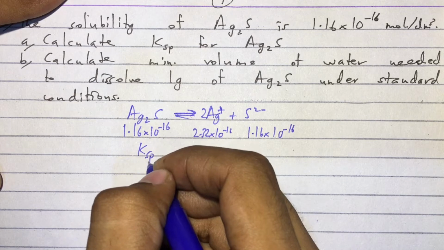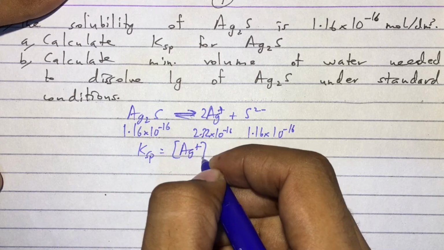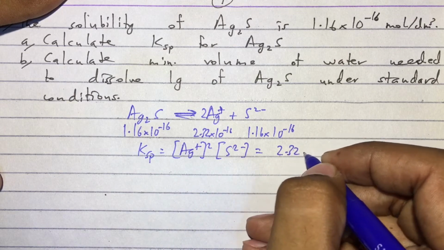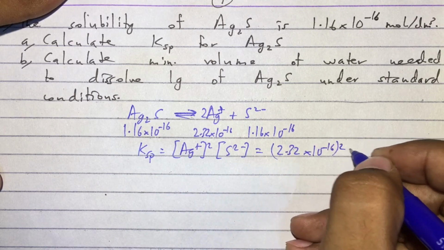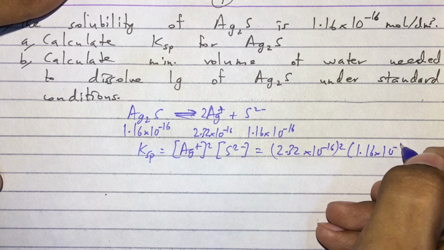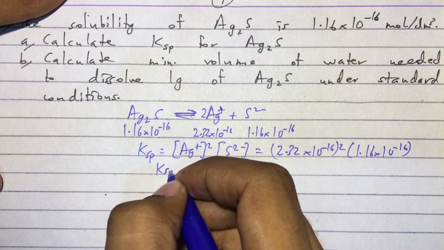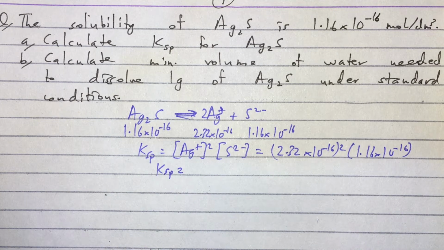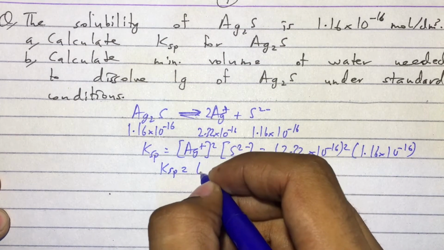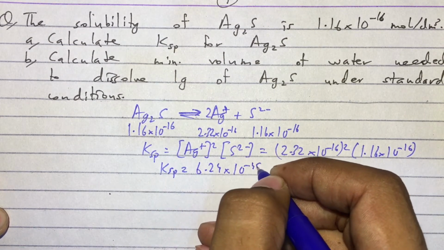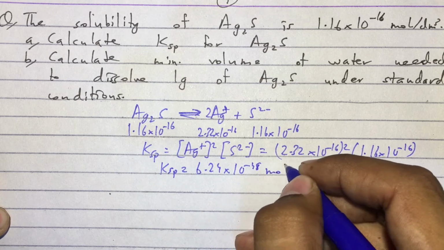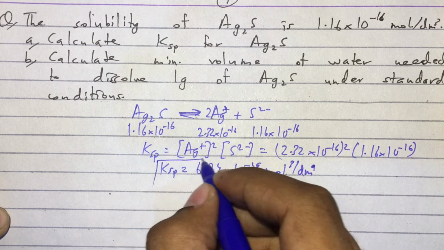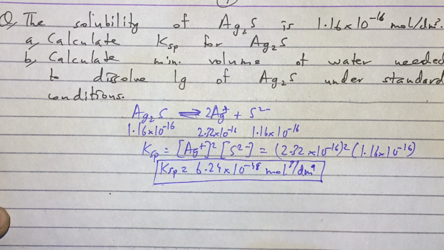So Ksp will be Ag plus concentration squared and then S2 negative concentration. That is 2.32 times 10 power negative 16 squared and 1.16 times 10 power negative 16. So Ksp is equal to 6.24 times 10 power negative 48, and the units, I hope you guys can do it yourself now, will be mole cubed upon dm power 9.